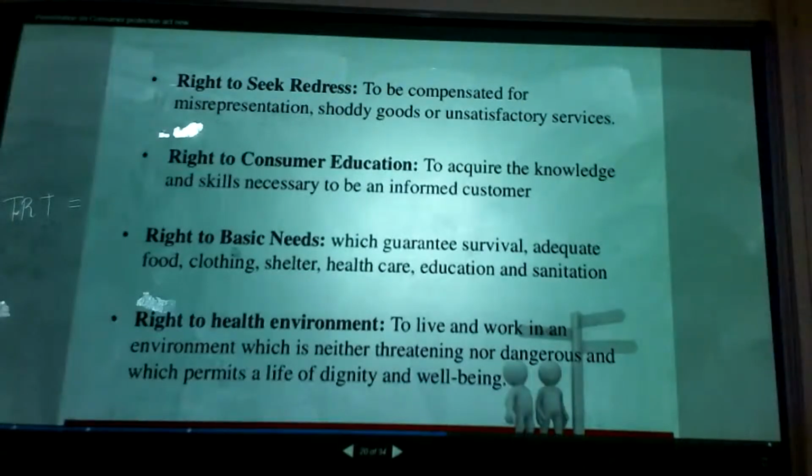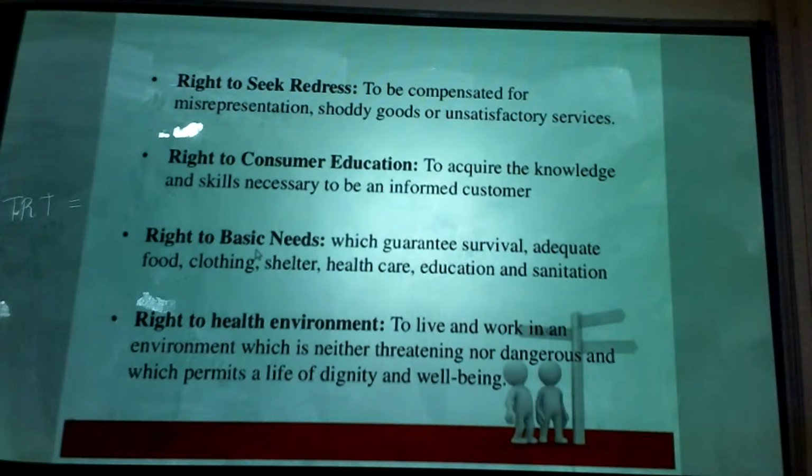Right to basic needs, which guarantees survival: adequate food, clothing, shelter, healthcare, education, and sanitation. Ultimately, for basic needs, you should always provide the right product to the customers. That is a basic need that you also have to provide.